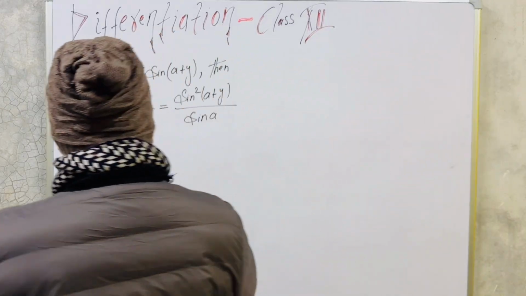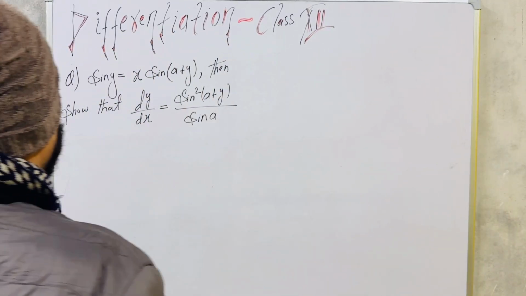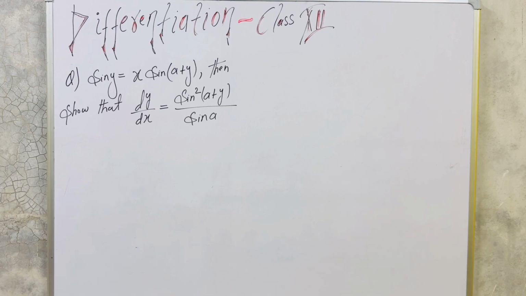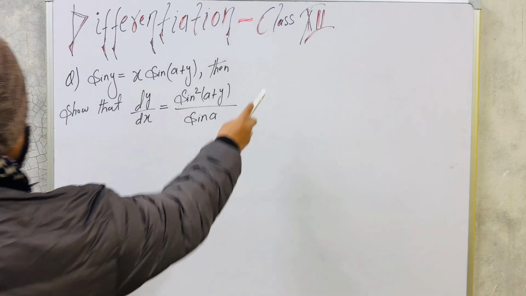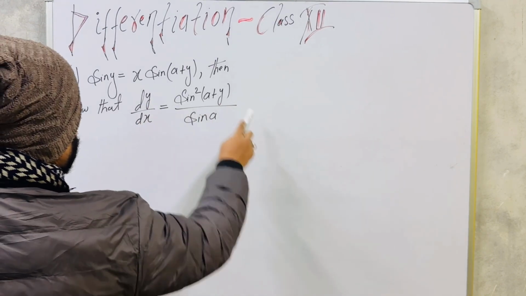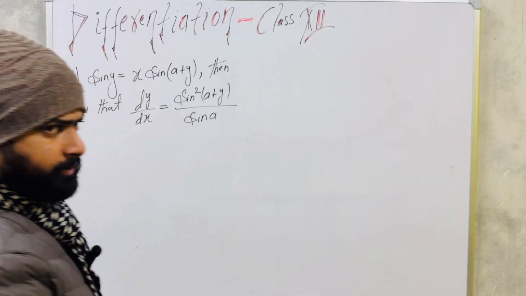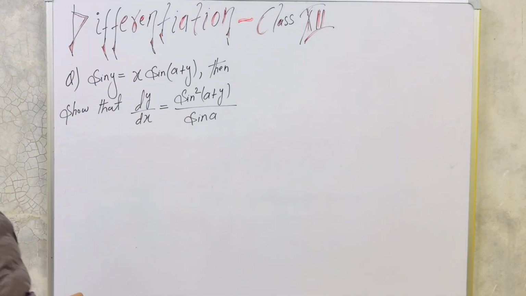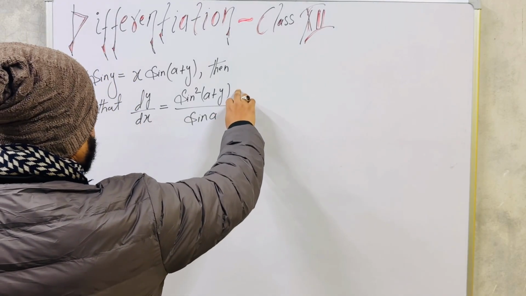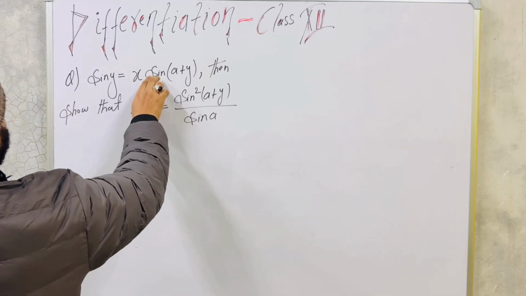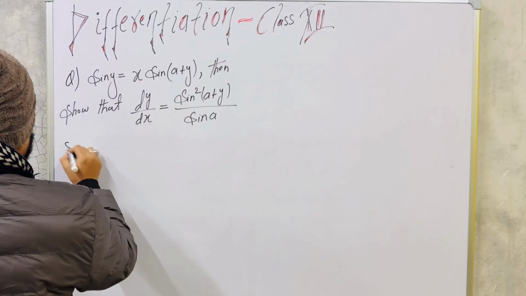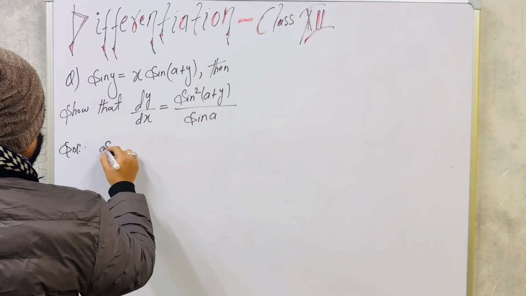Okay, students, this is the next question. Sin y is equal to x times sin of a plus y. Then show that dy by dx is equal to sin square of a plus y upon sin a. This is in the form of numerator upon denominator. Now let us solve this question.